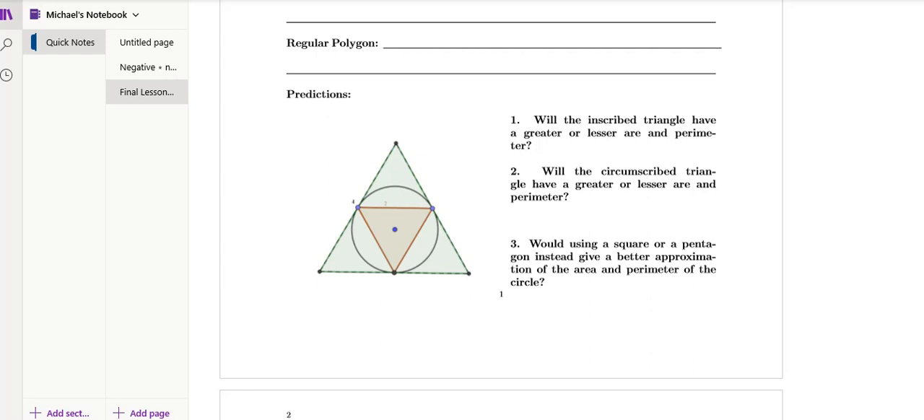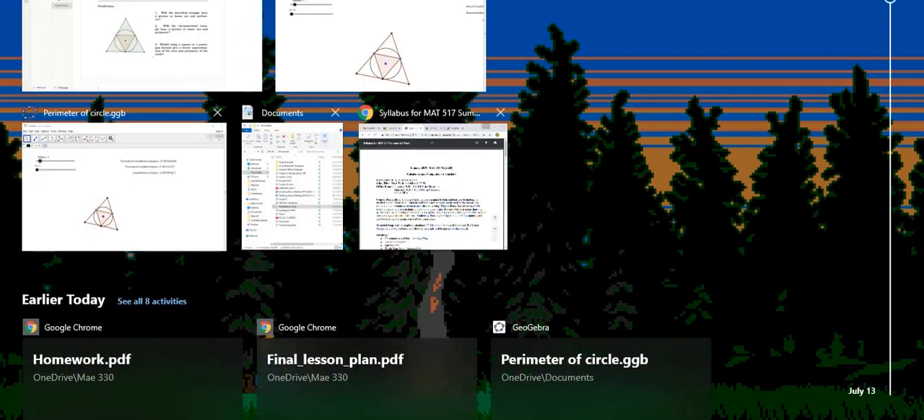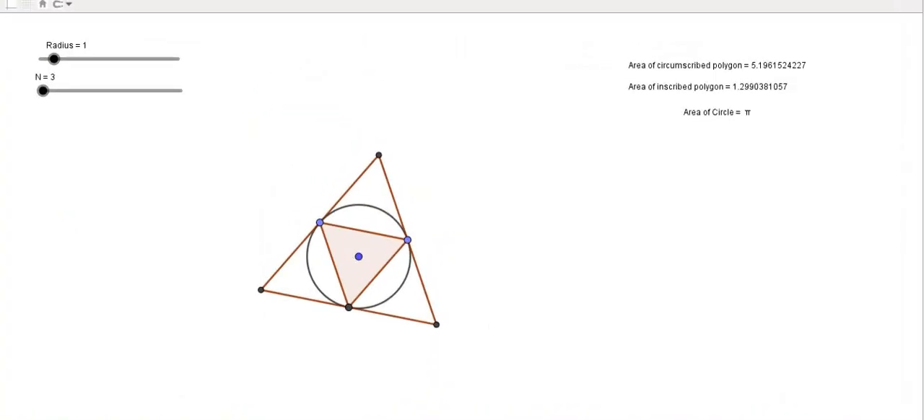So once you've thought about that, I want to show you all the GeoGebra, which was shown in class. We'll do area first. So if you're looking at the circumscribed and inscribed triangle, since the inscribed triangle is inside the circle, it's smaller than the actual circle. So there's empty space in the circle that the inscribed triangle doesn't cover. So the area is going to be less on the inscribed triangle than the circle. Similarly, there's area in the circumscribed triangle that isn't in the circle.